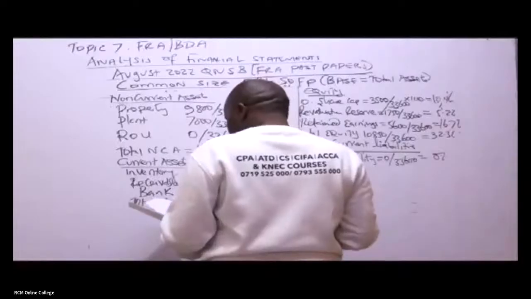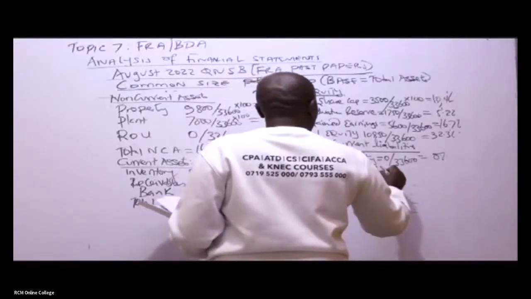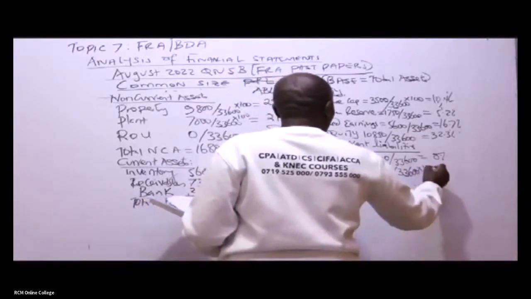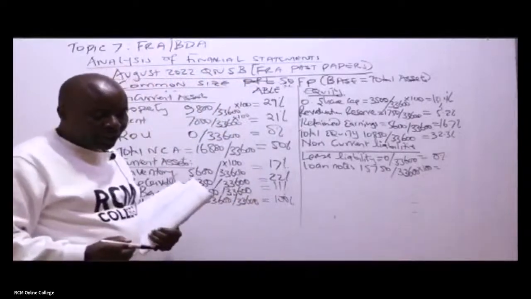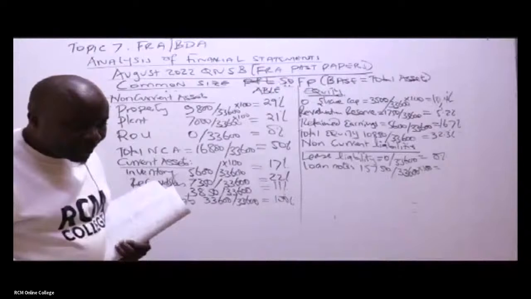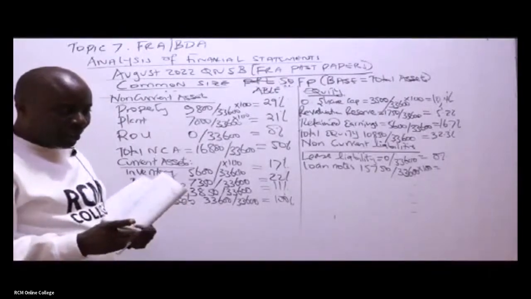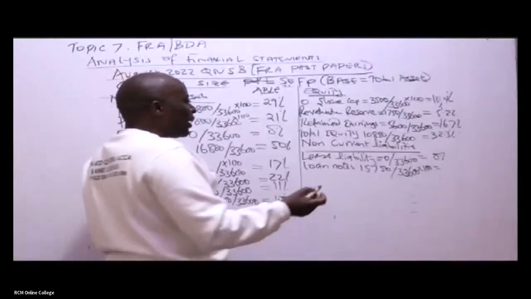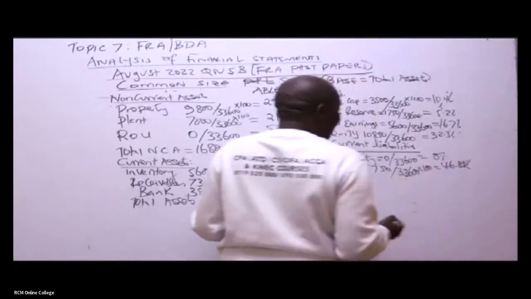Loan notes. I can see 15,750 divided by 33,600. Of course, don't forget always 100. So loan notes, what are we getting there? Yeah, they are giving us a very good question there. Lillian is saying that these loan notes are 46.88 or 0.9. 46.88 or 0.9 doesn't matter.